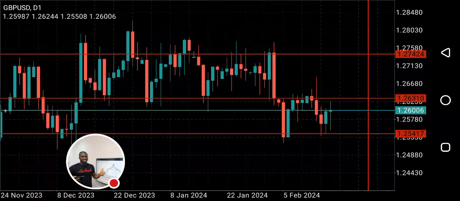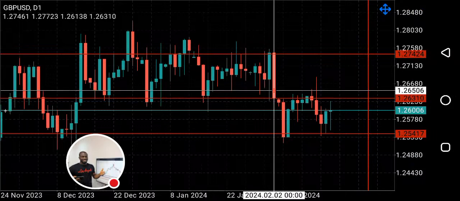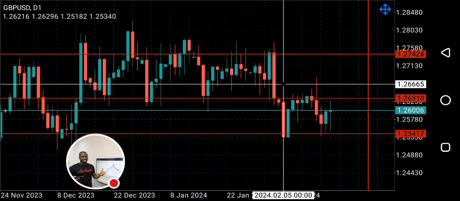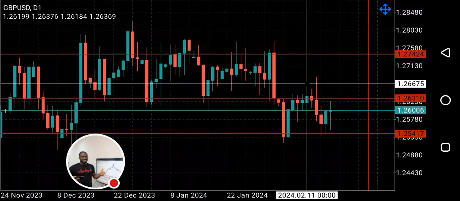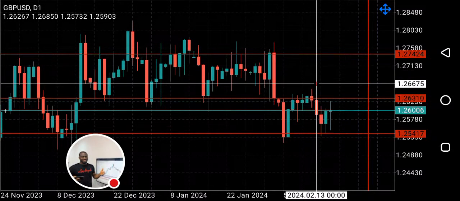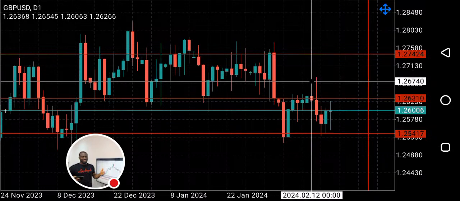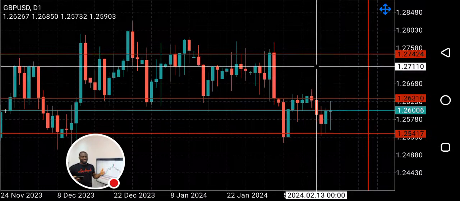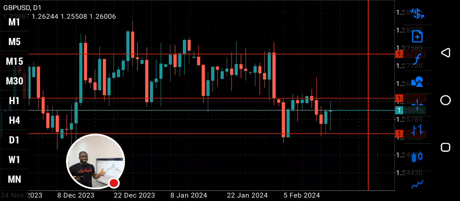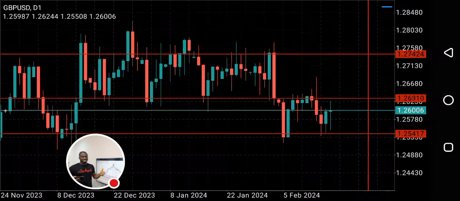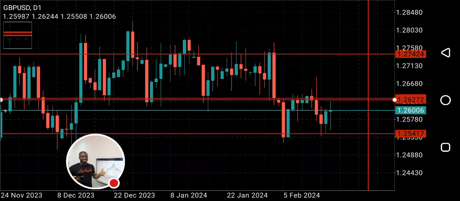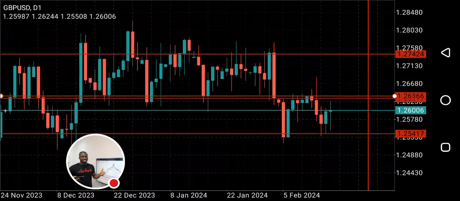Can you see it? This is the only candlestick that closed above the high of this previous bearish candlestick, and after it closed above it, you can see how the next candlestick formed as a spinning top. Then the next candlestick closed as an engulfing candle. So there has been a lot of rejection from this resistance zone.